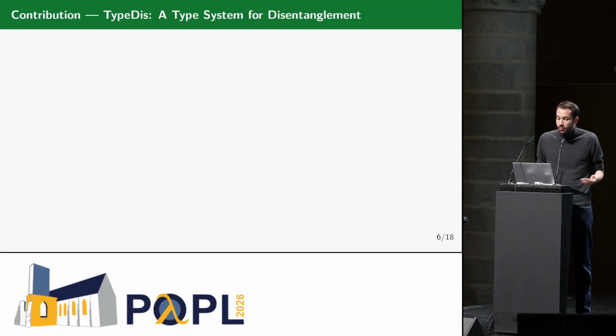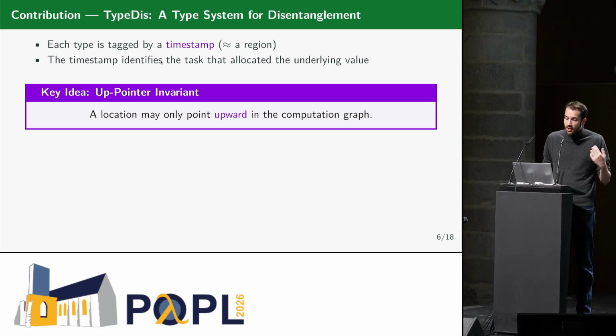So the contribution of this work is TypeDis, a type system for disentanglement. The idea is that each type is going to be tagged with a timestamp, think of a region, and the timestamp identifies a task that allocated the underlying value. And the key idea of this type system, as I said, is the pointer invariant. A location may only point upward in the computation graph.